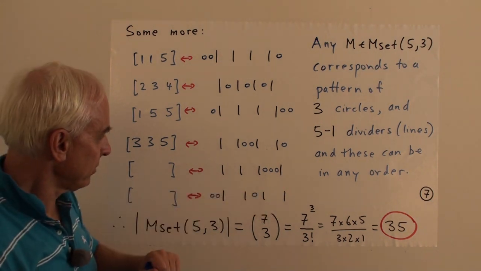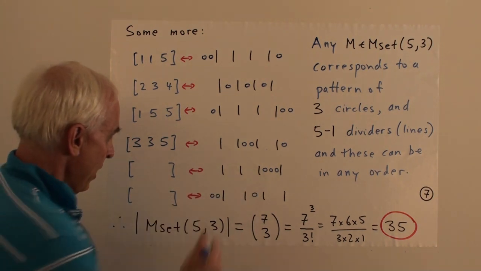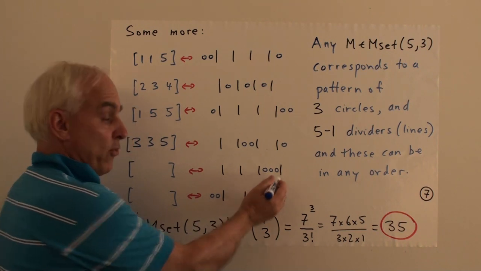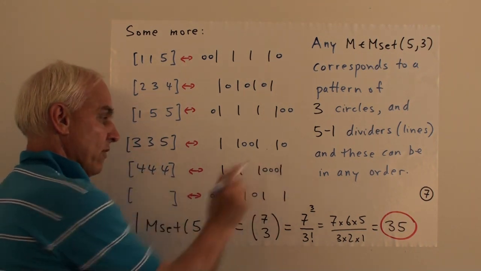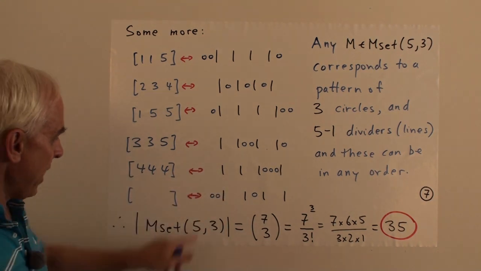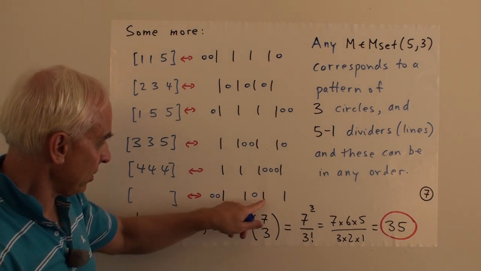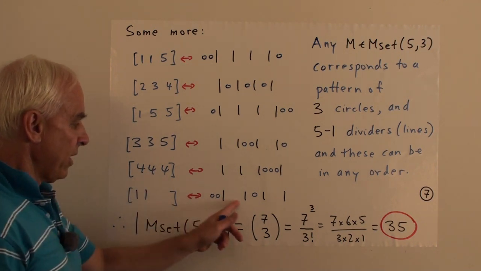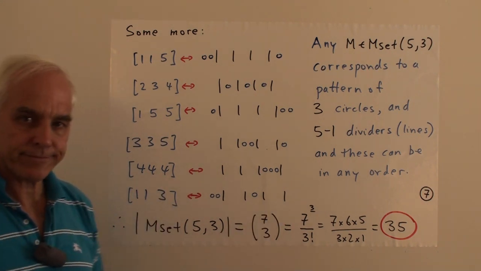How about this one? Line, line, line, circle, circle, circle, line. Well, there's 0 1s, 0 2s, 0 3s, 3 4s. Okay, so there's 3 4s. And of course, no 5s. So it corresponds to the MSET 4, 4, 4. And what about this one here? Circle, circle, line, line, circle, line, line. That corresponds to, well, there's 2 1s, there's no 2s, there's a 3, no 4s and no 5s.